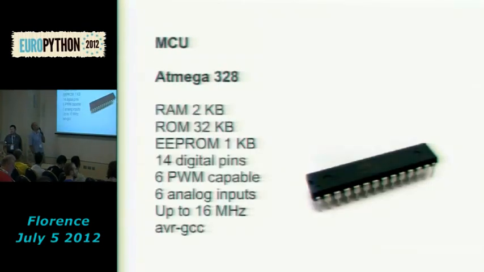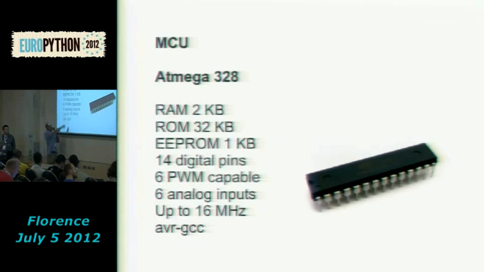Okay, this is a slide. These are the details of the brain of the board, which is the microcontroller. It's produced by Atmel, an American company, and the model is the Mega 328. We have 2 kilobytes of RAM, 32 of ROM, 1 kilobyte of EEPROM, and 14 digital pins. You can see the pins there. And 6 of those are capable of generating a square wave, which is called pulse width modulation. This is the system through which the square wave is generated.